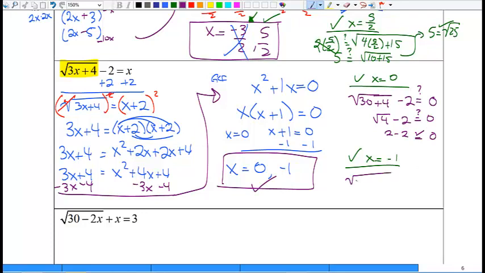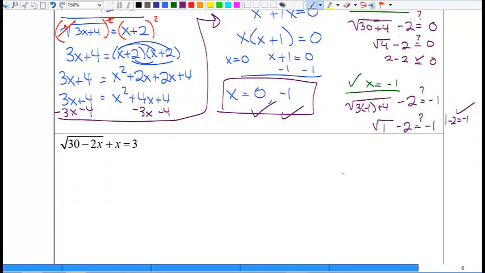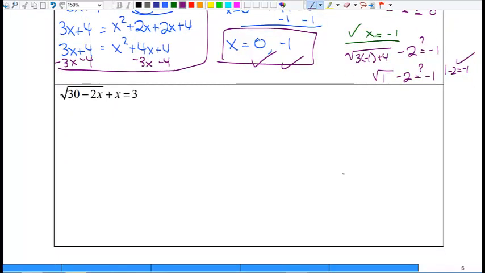How about the other one? The square root of 3 times negative 1 plus 4, then subtract 2 is supposed to be equal to negative 1. So that's negative 3 plus 4, that's positive 1. The square root of 1 minus 2 is negative 1, supposedly. So 1 minus 2, is that negative 1? Yes, it is. They both work. So that was an example where the right-hand side had a binomial and I had to square it. Let's do one of those again because I find that a little tricky whenever you have a binomial squared.